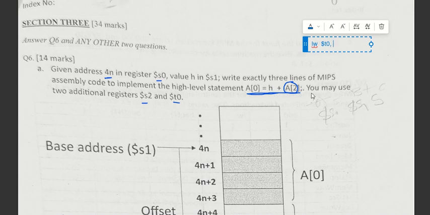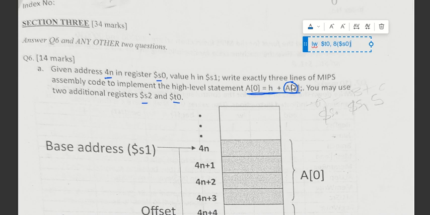Now, in MIPS, this is more or less like the second word. So to make it word aligned, multiply by 4, so you get 8. So 8 is the offset, with $S0 giving the base address. So it means that the base address is in that register.